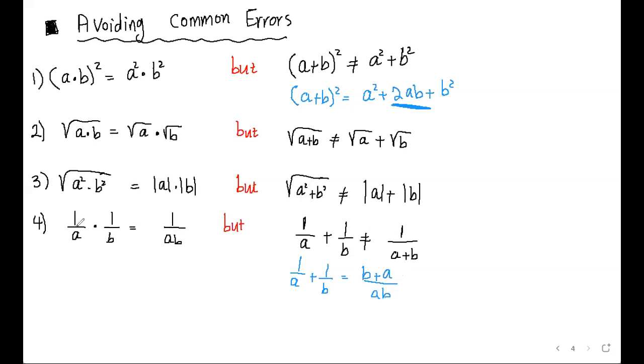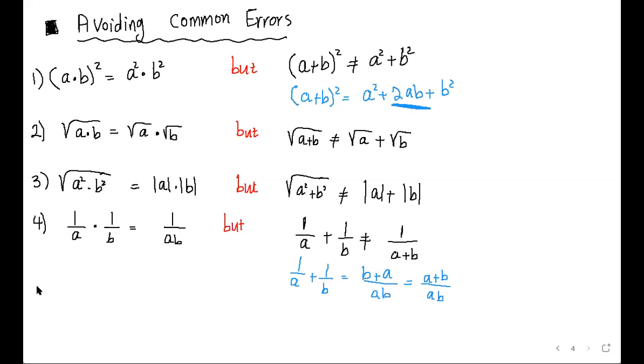This is the answer. But look for multiplication. 1 over a times 1 over b is 1 over ab. But for addition, this is the answer: b plus a, or a plus b, over ab. So the difference here is that we have 1 in the numerator, but here we have a plus b. See the difference? Here we have ab, the same, but the numerator is different. Okay? So this is one of the common errors.